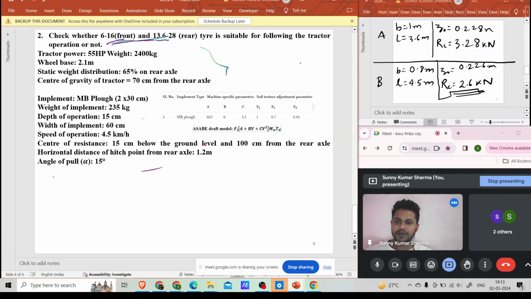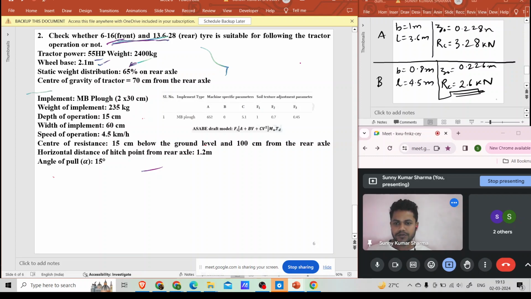The tractor power is 55 HP. Weight of the tractor is 2400 kg. Its wheelbase is 2.1 meter. Weight distribution is 65% on the rear wheel, means 35% on the front wheel. Center of gravity is 70 centimeter from the rear wheel, and an implement is attached to this tractor.